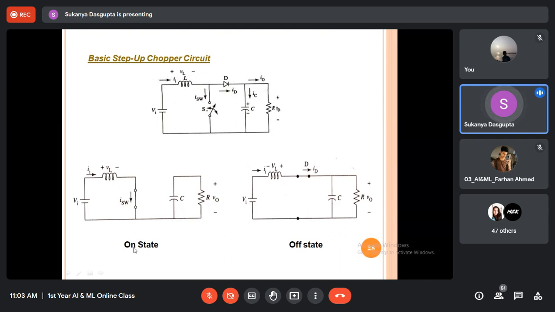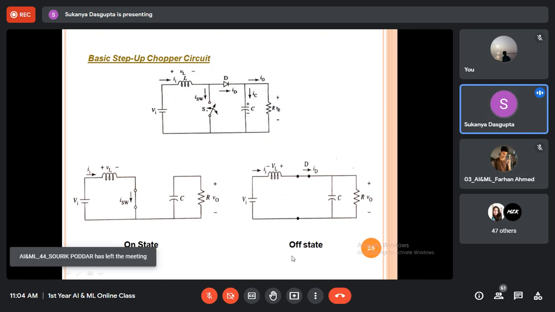Case 1, the on state means when the switch is closed. Look at the circuit diagram. Only this path will be closed, and diode anode is made negative now, depending upon the circuit configuration. So it will be reverse biased. No current will be flowing through this path. That means these two terminals will be left open because it is not conducting. The diode is not conducting.